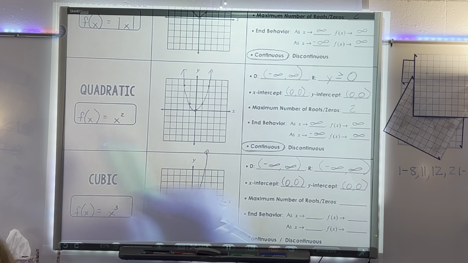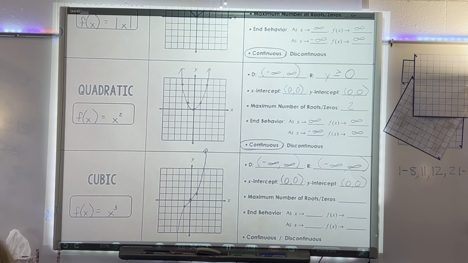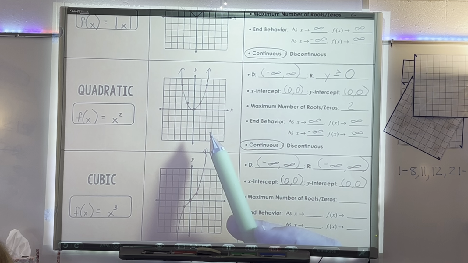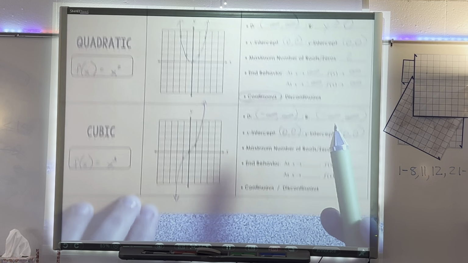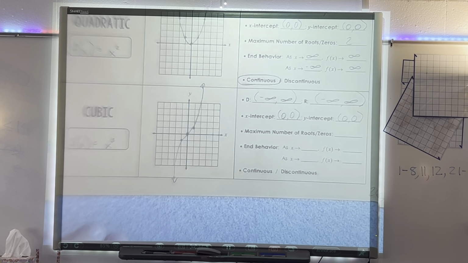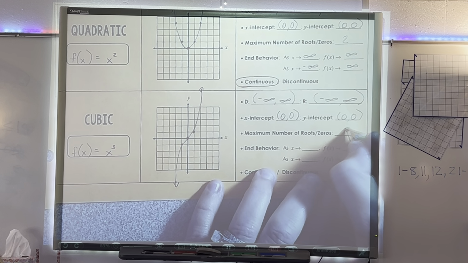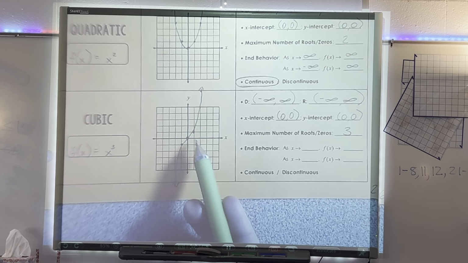A quadratic function is x to the second power, and it can cross how many times? Twice. So x to the third, how many times do you think it could cross? 3 times. It could cross up to 3. Does that mean it's going to cross 3? No, this one only crosses once.